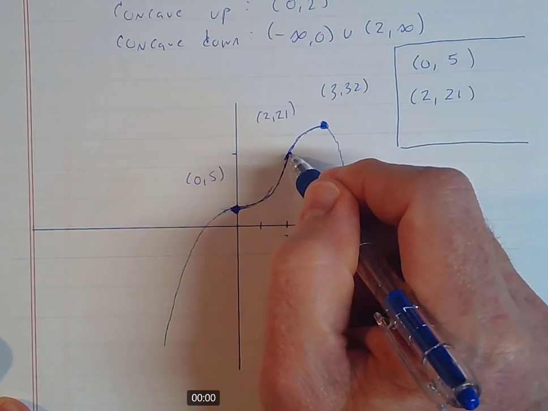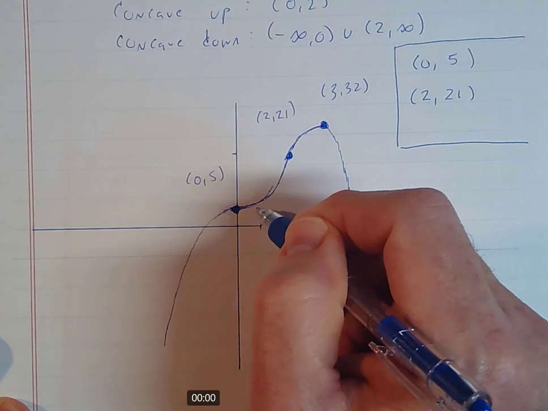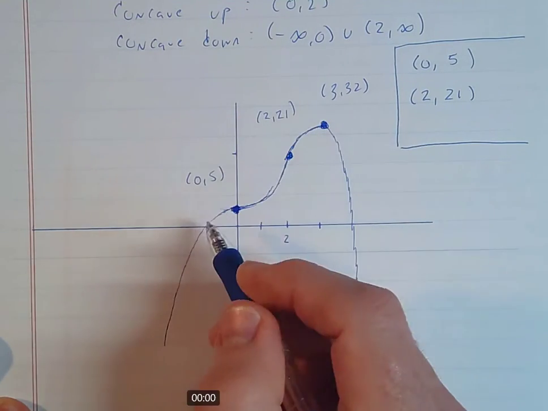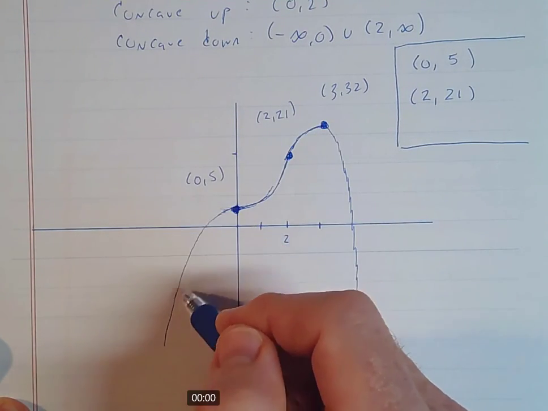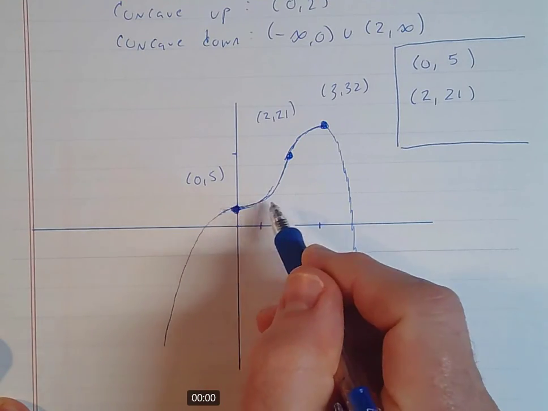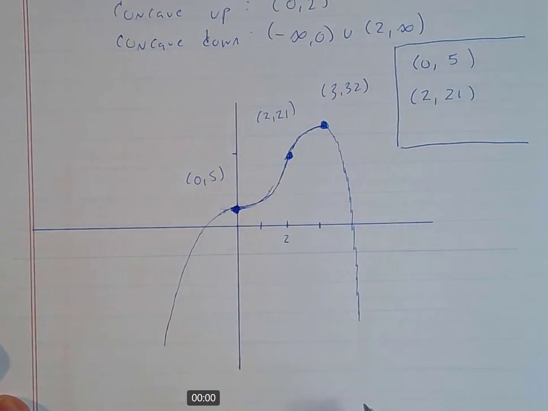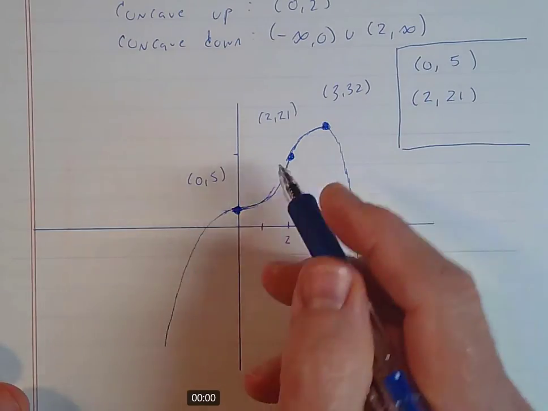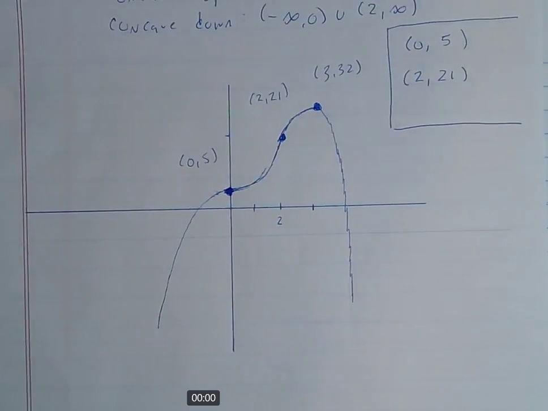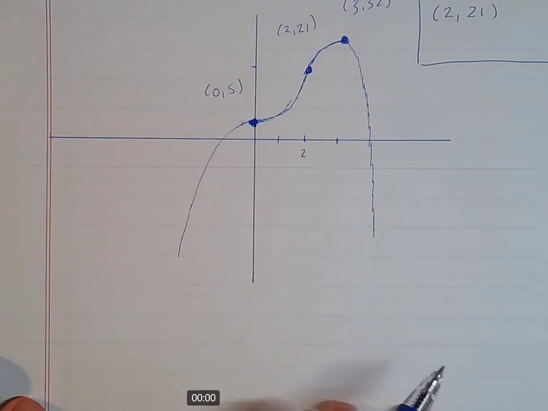Here, the concavity changed. The concavity changed from smiling to frowning. The concavity changed here as well. It changed from frowning to smiling. And so I've got a couple of points here where the concavity changes, and those are called points of inflection.